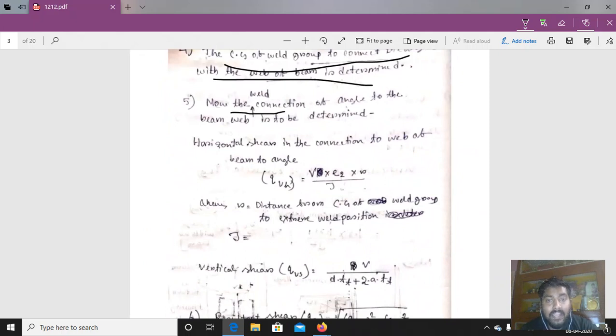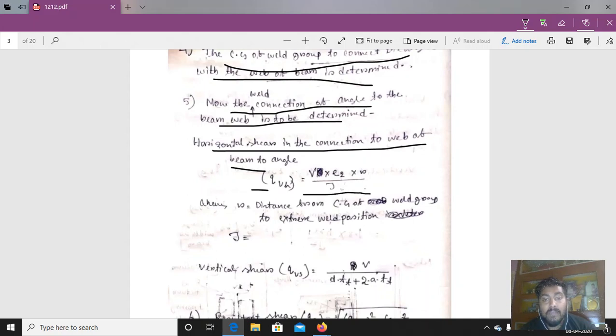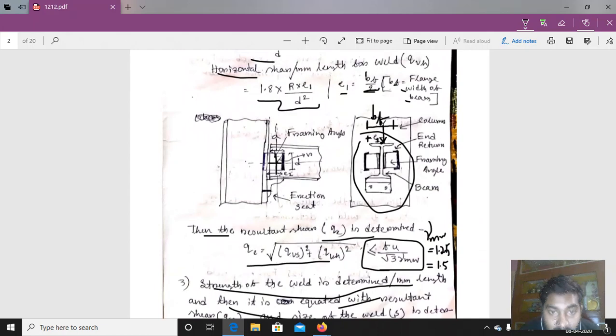Then the weld connection of the angle to the beam is to be determined. How? Here also we have to determine the horizontal shear in the connection to the web of the angle. QVH equals V into E2 into R, it is equal to VR. What is the meaning of R? R is the distance from the CG of the weld group to the extreme weld position. So, this is here, from here to here. Let me first clear up. Okay, so this is the CG we have got.